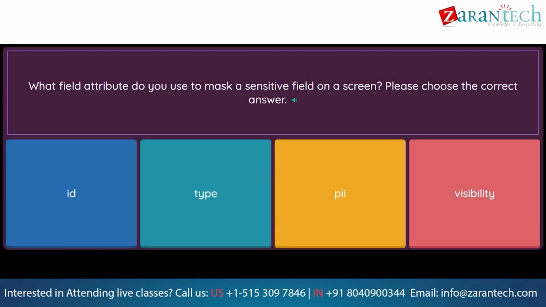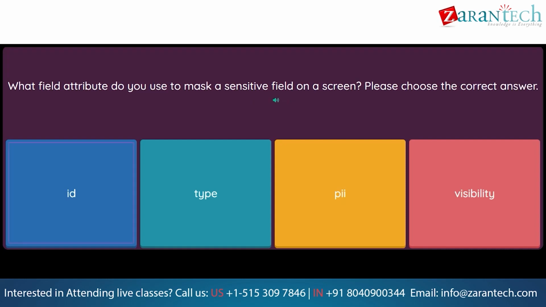Question: what field attribute do you use to mask a sensitive field on a screen? Please choose the correct answer. Option 1, ID. Option 2, type. Option 3, PI. Option 4, visibility.